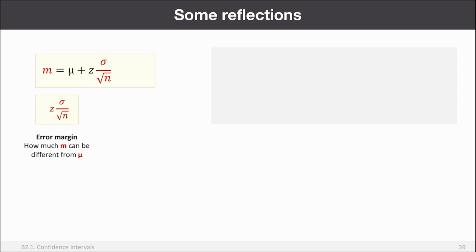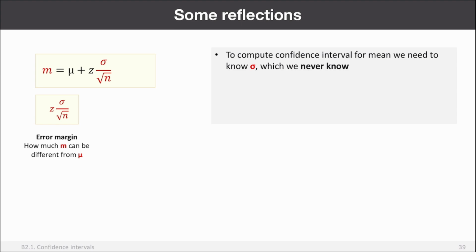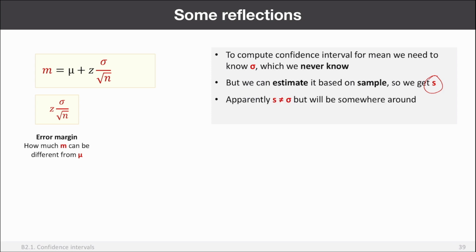Let's start with some reflections. So we know that we need to know sigma. We don't know it. But on the other hand, we can estimate sigma by computing the standard deviation of your sample, S. However, apparently, like m is not equal to mu, S will also not be equal to sigma. But we know that it will be somewhere around, so we kind of introduce additional uncertainty if we use S instead of sigma. And we also know that the larger the sample size is, the smaller the uncertainty is. And therefore, for large sample size, the difference between S and sigma will be quite small.